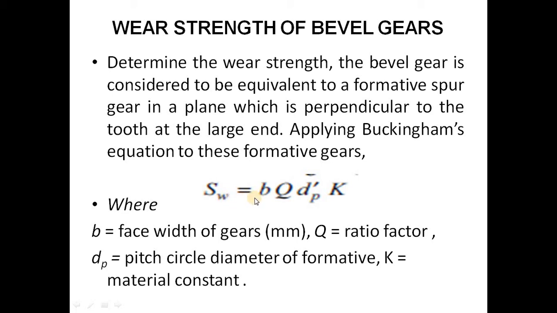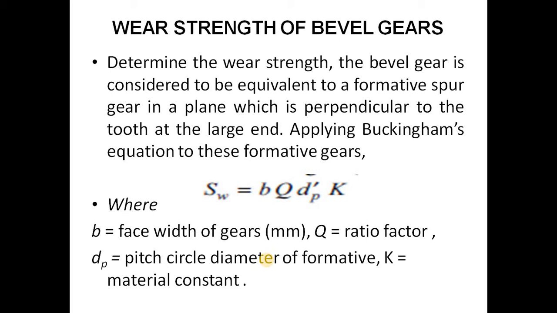This is Sw equals b into Q into d dash p into K, where p is the pinion, and K, that's the wear strength formula. Sometimes there is a G value, for pinion or gear. This is the wear strength formula of spur gear, and here we can use it to find the value for bevel gear. b is the face width, Q the ratio factor, d dash p the pitch circle diameter, K the material constant. That part we have already covered.